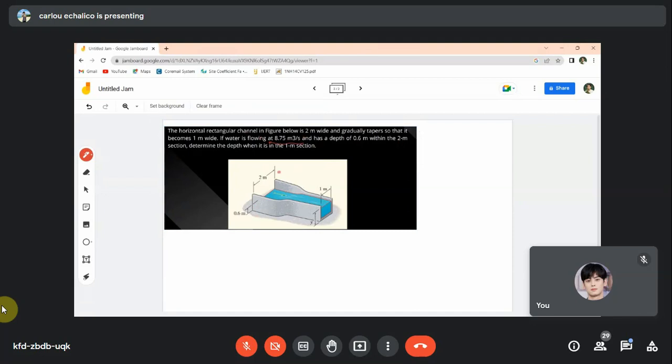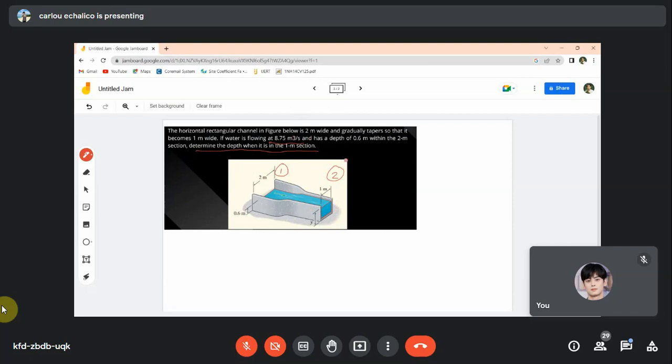So let's say this is section 1 of your channel, and then section 2. In section 1, the depth of your water is 0.6 and your base is 2 meters. Then it tapers, so your base is only 1 meter. Of course, common sense, your depth will increase, your y will rise. The question is: determine the depth when it is the 1 meter section. How do we determine the depth in this case?